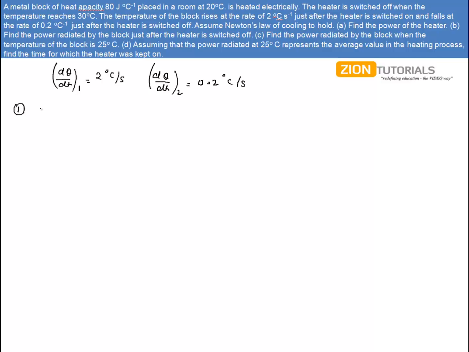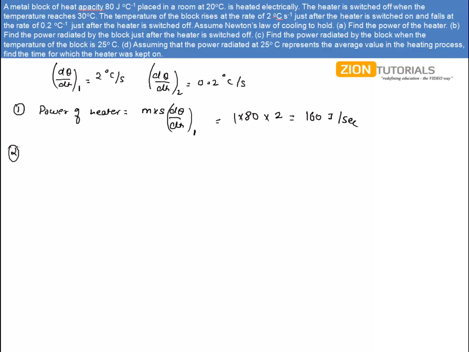Alright, first off I have to calculate the power of the heater. Power of the heater can be calculated by m s d theta by dt, and that is d theta by dt 1, because just when the heater is switched on, the power radiated will be equal to m s d theta by dt. So I have m s as 80, m assumed to be 1, and d theta by dt is given by 2, so it comes out to be 160 joules per second.